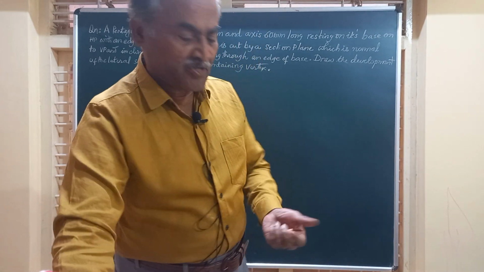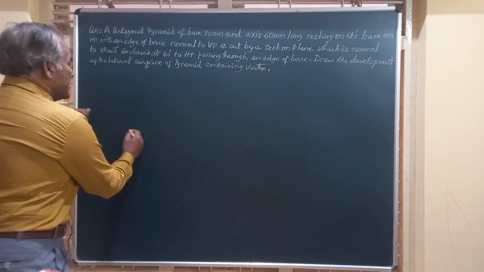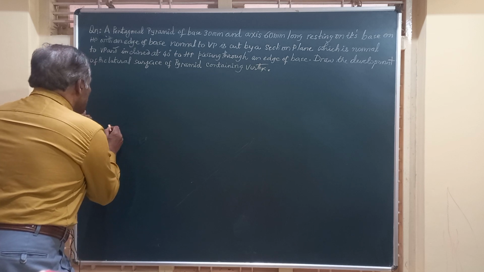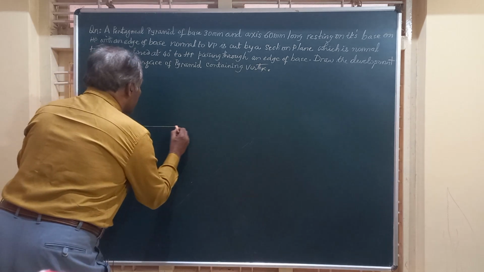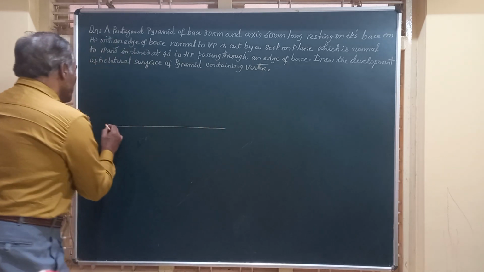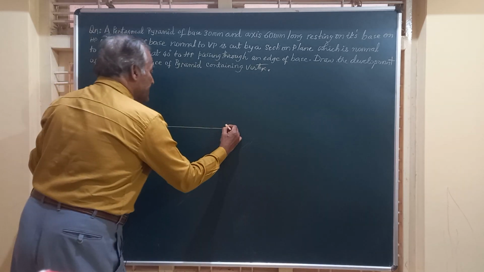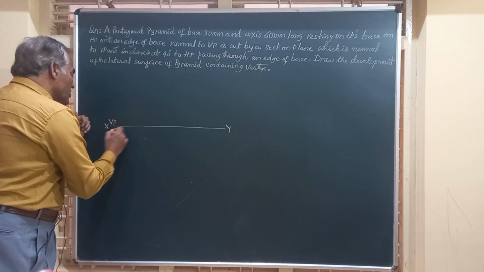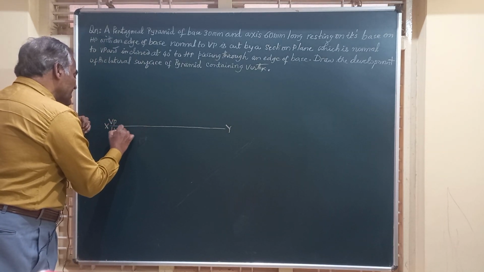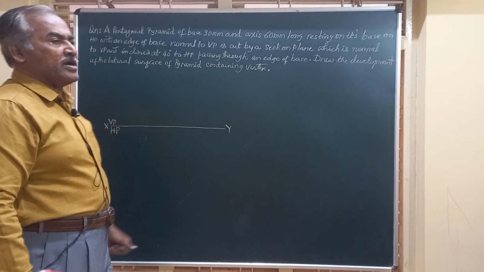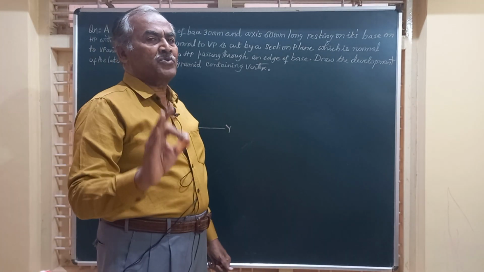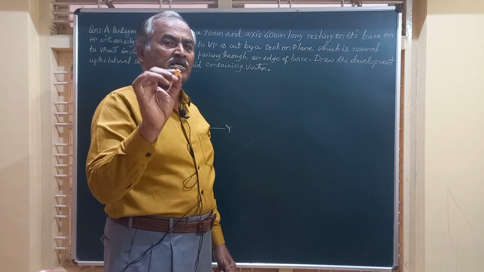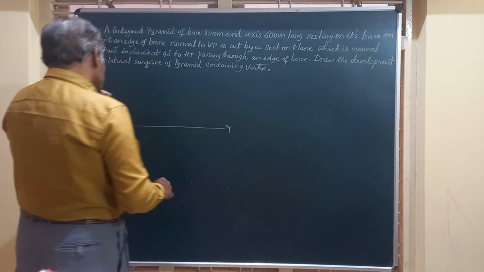So friends, let's draw the XY line representing the line of intersection of VP and HP. So this is the XY line, and VP and HP above and below this line indicate the first angle projection. Now I am going to draw the top view of the pyramid, which is a pentagon with the center O joined to all the corners.